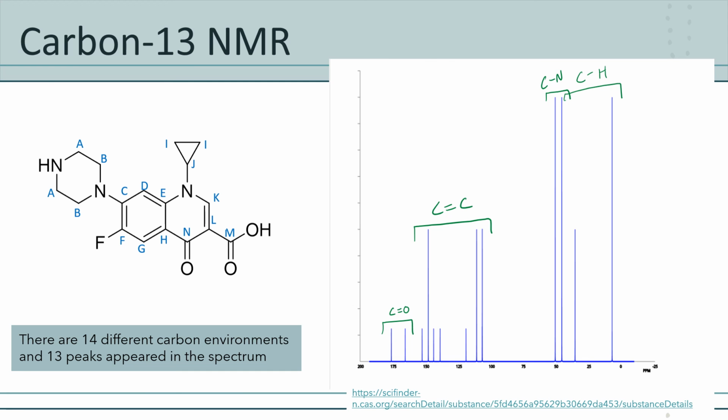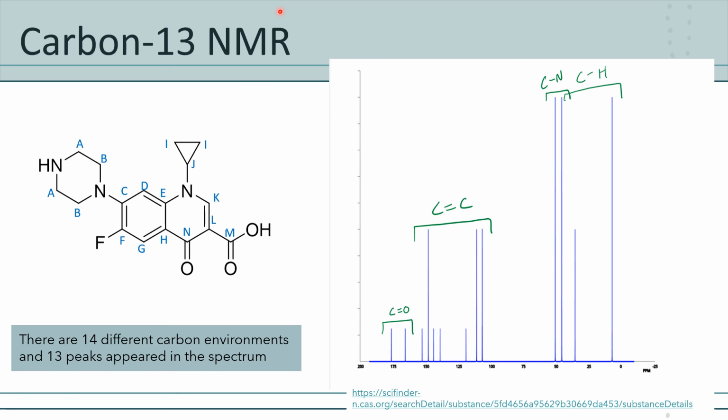Ciprofloxacin does have 14 different carbon environments, and in this sample carbon 13 NMR spectrum, we observe 13 peaks. So we have the carbon hydrogen, which is anything from 10 to 60. We have the carbon nitrogen bonds from the amines, which is anything from 40 to 70. We have the carbon double bonded carbons from the alkenes in the benzene ring. And we also have the C double bond O's. This one right here is probably from the carboxylic acid, and the one a little bit higher is from the ketone.